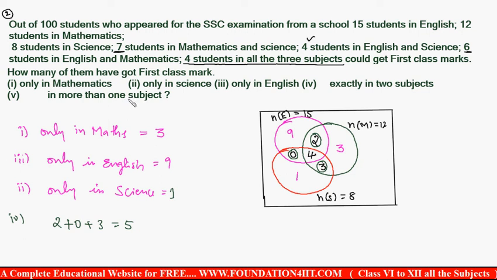In more than one subject. More than one subject, we can add 2 plus 4 plus 0 plus 3. These are all gaps. So 3, 9, 1 is only one subject alone. And more than one subject means 2, 0, 4, 3. So we take 2 plus 0 plus 3 plus 4. 2 is English and maths combined, 0 English and science, 3 science and maths, 4 is all the 3 subjects. So 2 plus 3 is 5, 5 plus 4 is 9. So this is the 9.